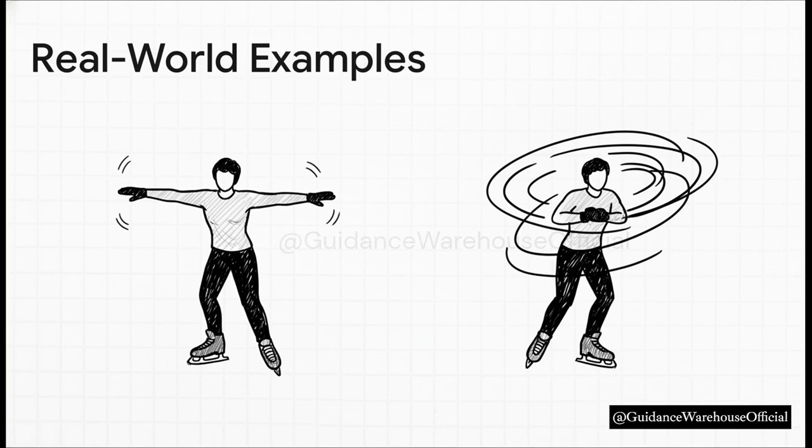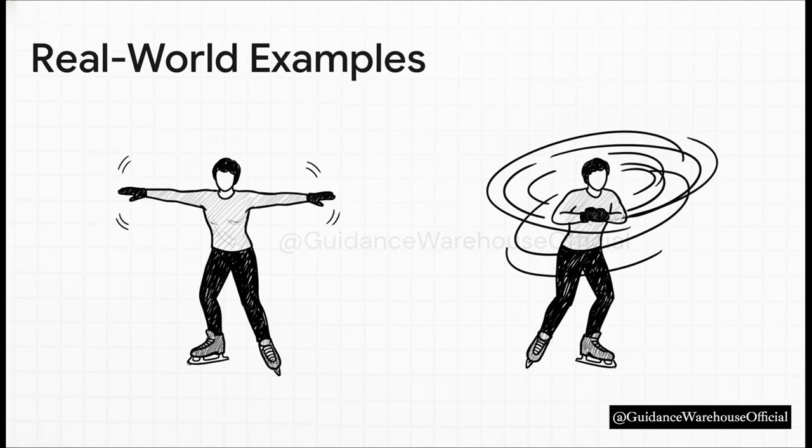When her arms are stretched out, her mass is far from her center axis. That makes her moment of inertia large, so she spins slowly. But the second she pulls those arms in tight against her chest, she drastically reduces that radius. Her inertia plummets, and she instantly spins incredibly fast without even pushing off the ice. This is also exactly why pro racing bikes focus on getting the lightest tires possible.